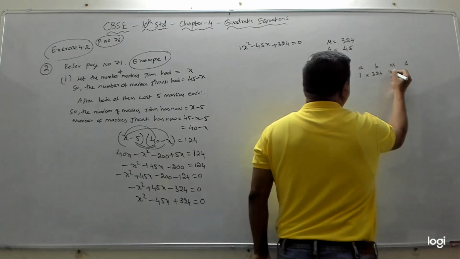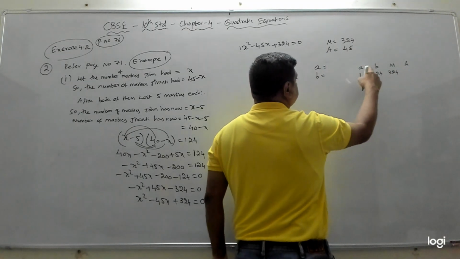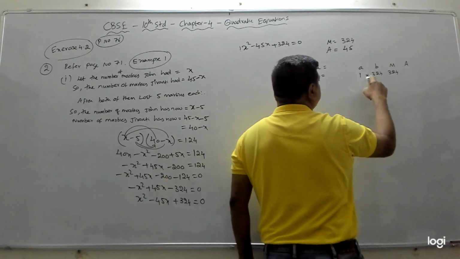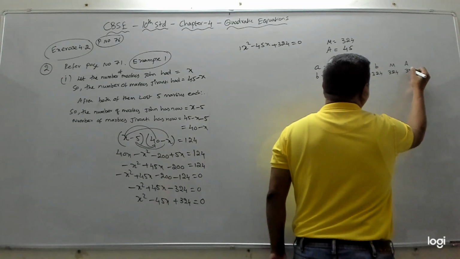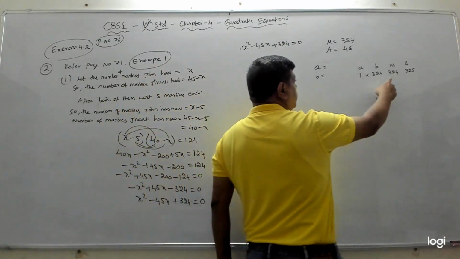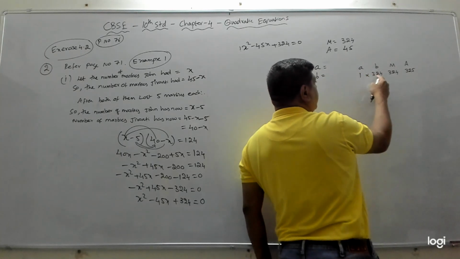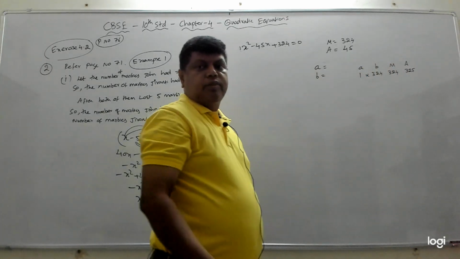What is 1 into 324? 324. Now what is 1 plus 324? Because if I add A and B, I should get 45. But here, if I add 1 and 324, I get 325. So multiplication is 324, which is matching, but addition should be 45, and when I add the numbers, I get 325. So this is not the right combination.